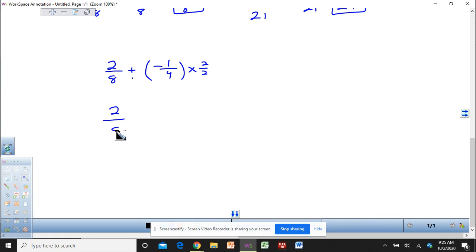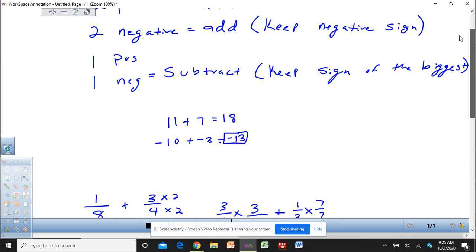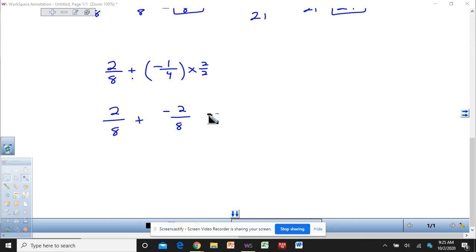So 2/8 plus -2/8. Now, like I wrote at the top, we have one positive and one negative, which means we're going to subtract them and keep the sign of the biggest one. So you're going to take 2 minus 2, which gives me 0 over 8, which equals 0.